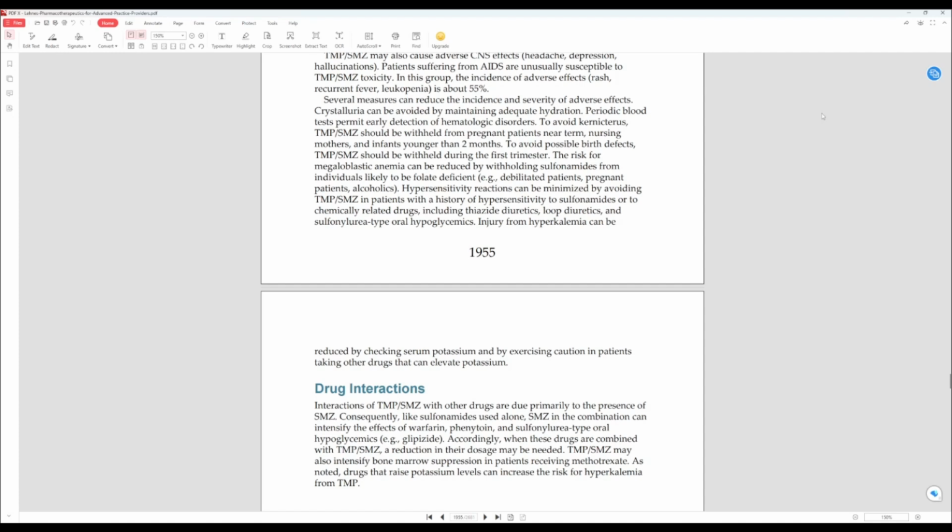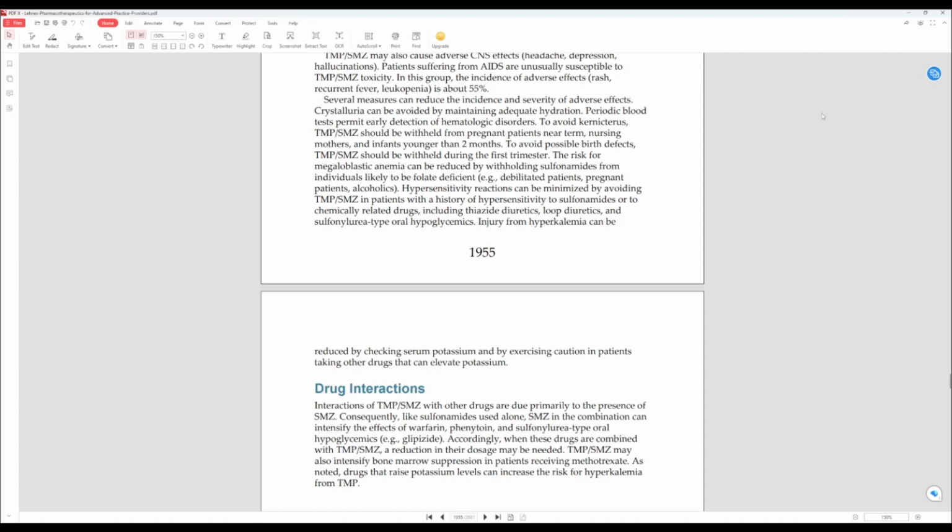The risk for megaloblastic anemia can be reduced by withholding sulfonamides from individuals likely to be folate deficient. Hypersensitivity reactions can be minimized by avoiding TMP-SMZ in patients with a history of hypersensitivity to sulfonamides or to chemically related drugs. Those include thiazide diuretics, loop diuretics, and the sulfonylurea type oral hypoglycemics.